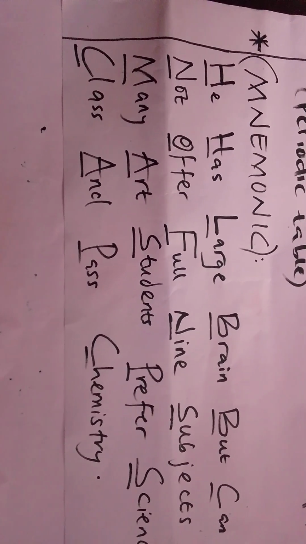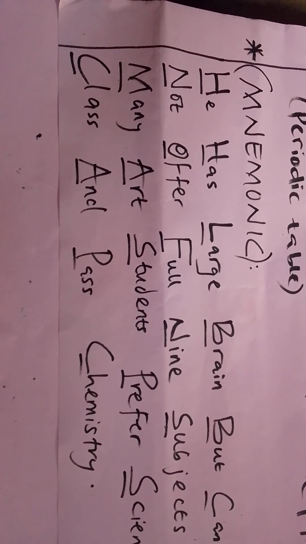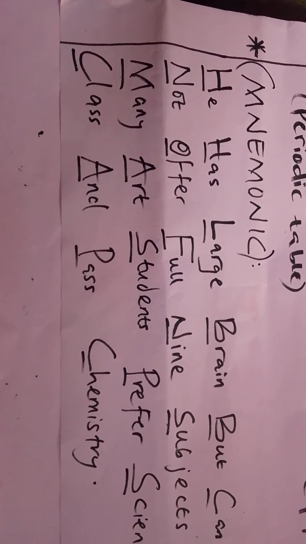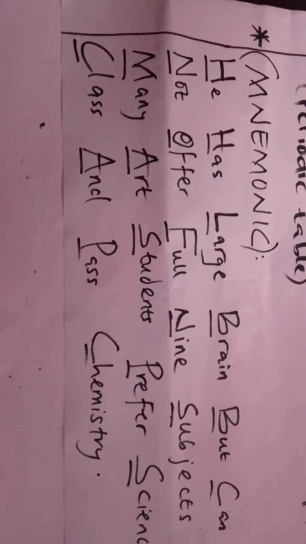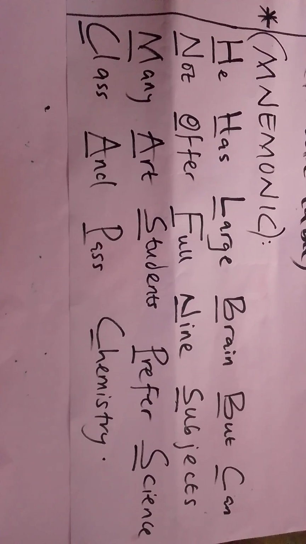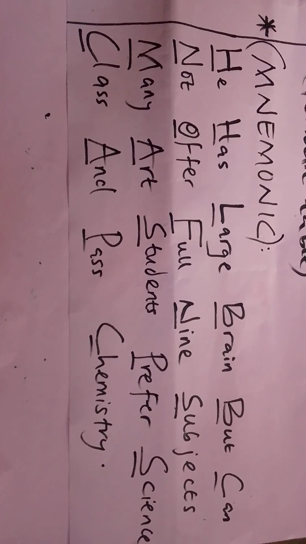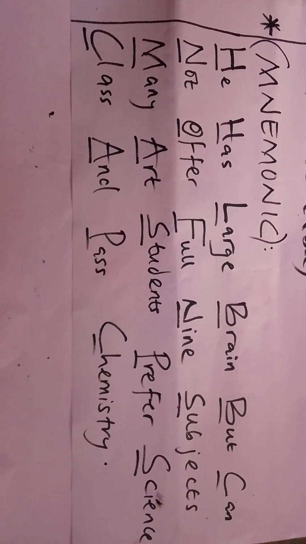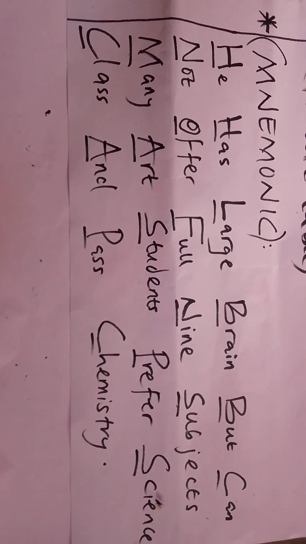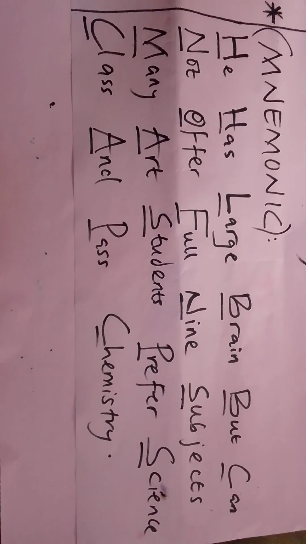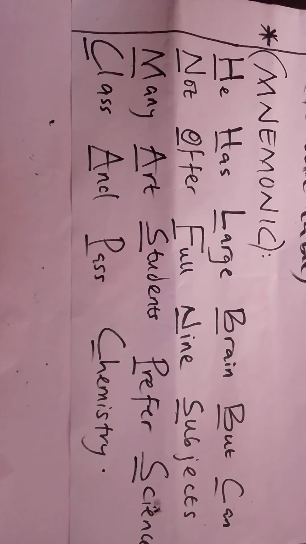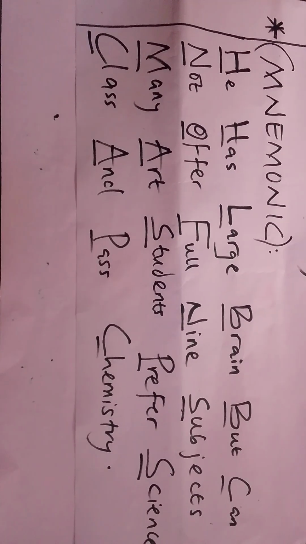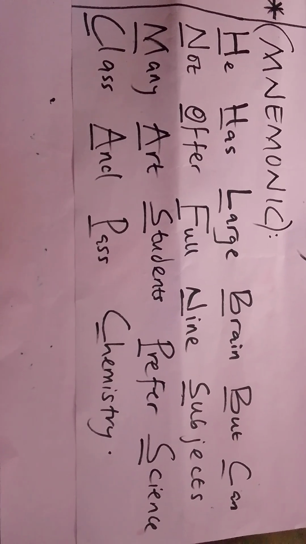So now, He, we take the first letter H. Has, we take the first letter H. Large, we take the first letter L. Brain also, but cannot offer full 9 subjects. Many art students prefer science class and pass chemistry. Take the first letter of each of these words and you are going to form your first 20 elements.